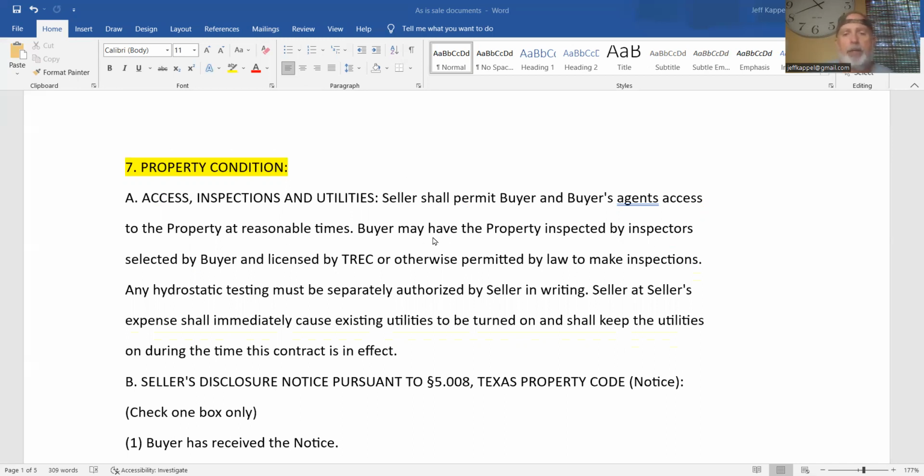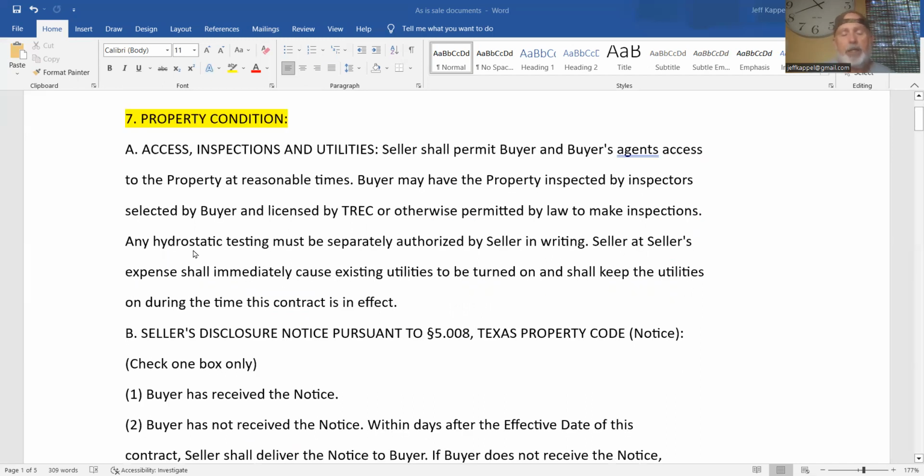And the buyer is authorized to use an inspector that's licensed by TREC, by the state of Texas, to make the inspections. And then in addition, they've recently in the last few years added this extra line. If you want to do a hydrostatic test, and that's basically a pressurized test of plumbing lines within the home, you need to get specific authorization from the seller to do that, because there's a chance that if there's a line break and you do a hydrostatic test, you can create a lot of damage to the property before you've even owned it.